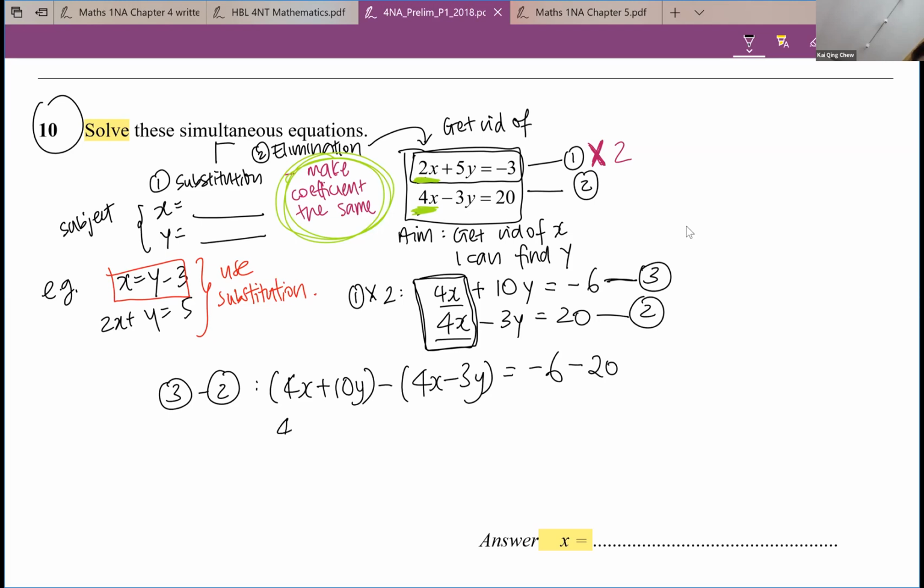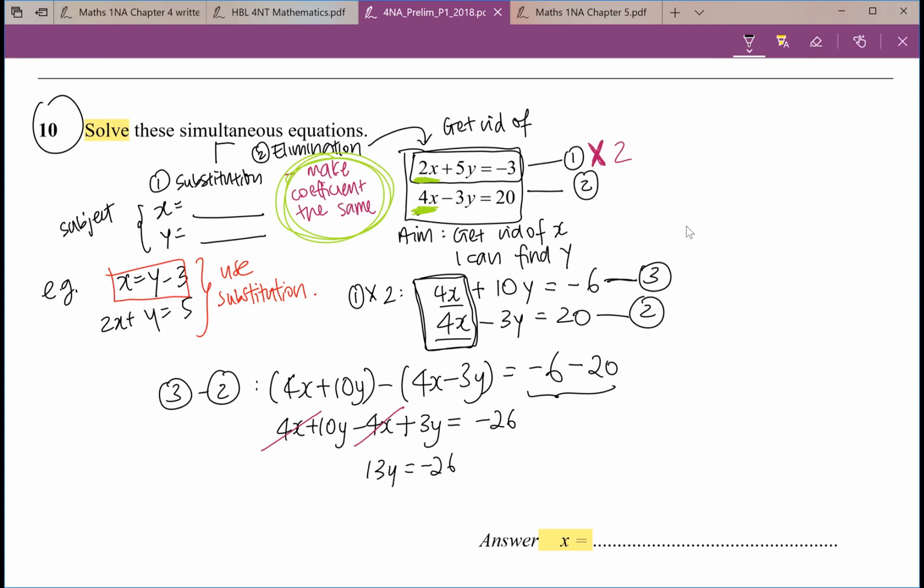Okay, then now I continue. 4x plus 10y minus 4x minus 3y, here is -26, right? Then you see 4x minus 4x, what do I get? 0, right? So 4x minus 4x is 0. So you eliminated x. 13y equals -26.